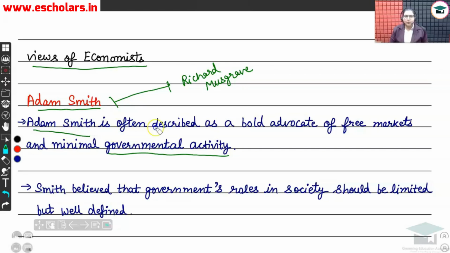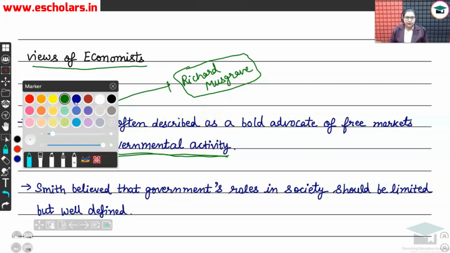So Adam Smith was a strong favor of minimal governmental activity. That is, according to Adam Smith, the role of the government in an economy should be minimum. But it was not so with Richard Musgrave. According to Richard Musgrave, there should be maximum governmental activity in the economy. That is, the role of the government in an economy should be a great role in carrying out the economy. So let's go through in detail.